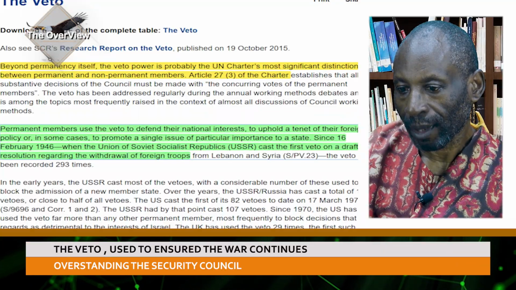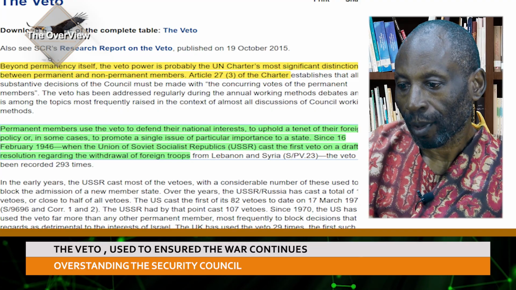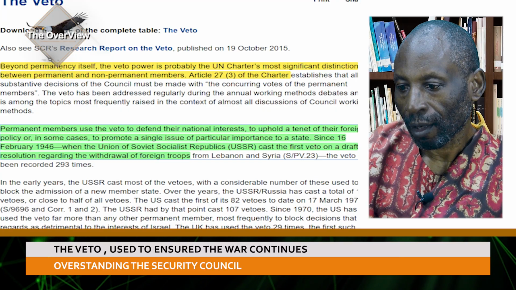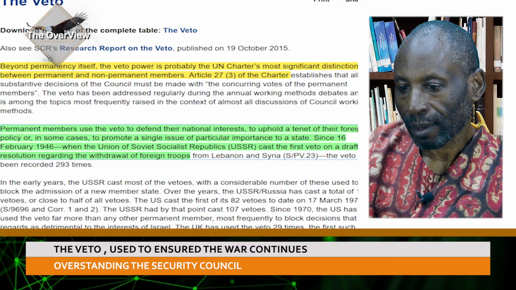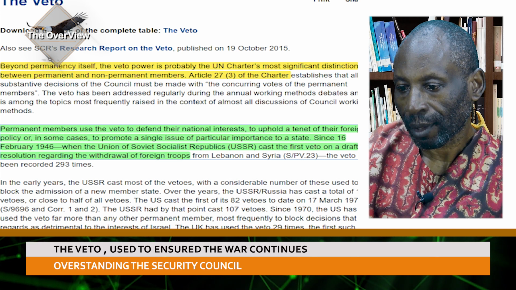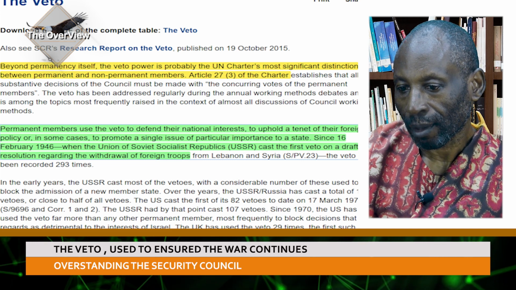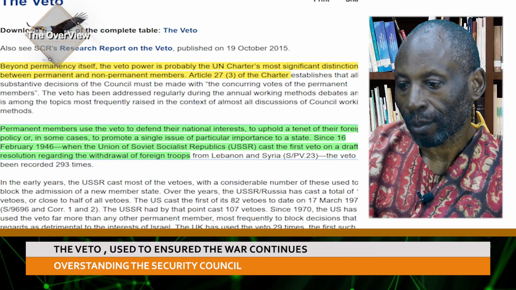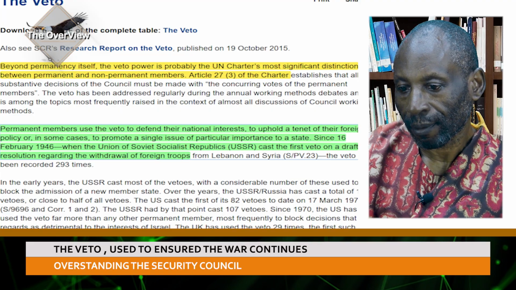So anyway, permanent members use the veto to defend their national interest, to uphold a tenet of their foreign policy, or in some cases to promote a single issue of particular importance to a state. Since the 16th of February 1946, when the USSR basically cast the first veto on a draft resolution regarding the withdrawal of foreign troops. So the first veto was used back in 1946.